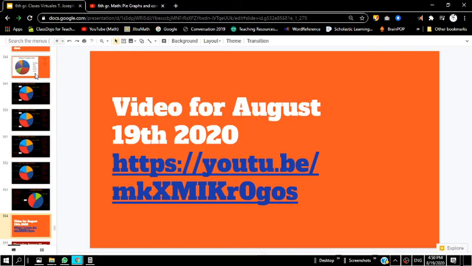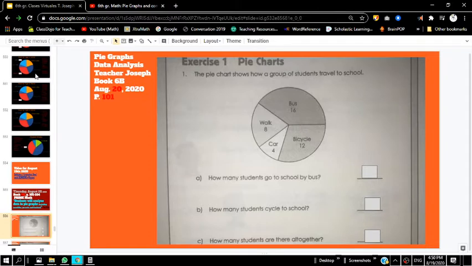On page 101, you'll see that the first problem talks about students in school. It says the pie graph shows how a group of students travel to school. Letter A. How many students go to school by bus? If you look at the number, bus is represented by 16. Letter B says how many students cycle to school? Well, another name for cycle is bicycle, which you can clearly see is 12 students.